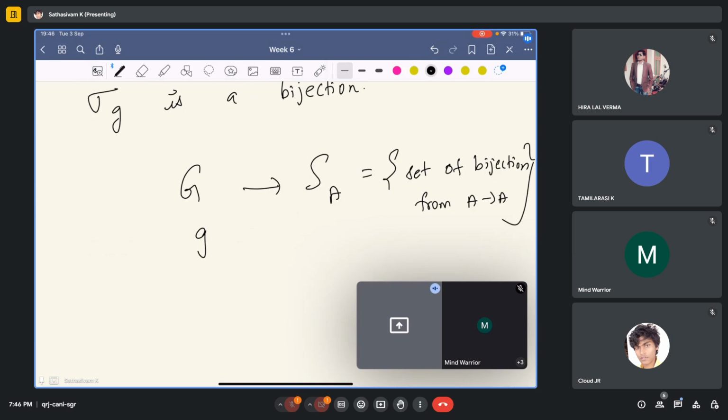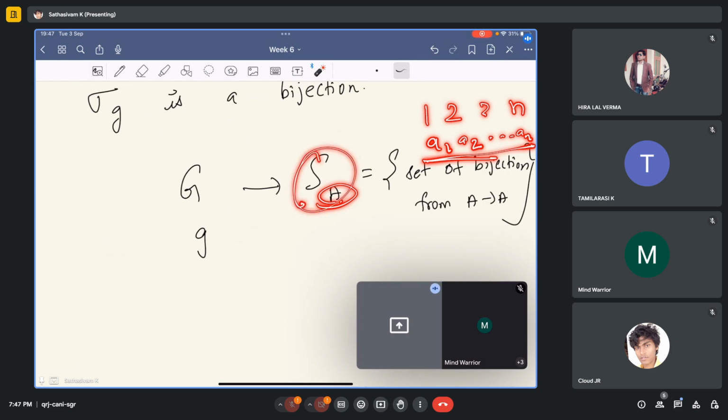See, if you observe here, this is basically a symmetric group. Instead of the symbols 1, 2, 3 to n, you are just calling them A1, A2, till AN. So whatever you do here, this is basically a symmetric group. S of A is a symmetric group. So here is the group structure.